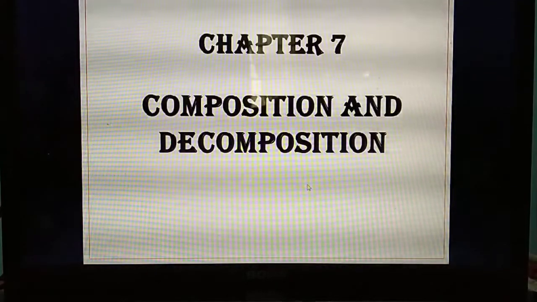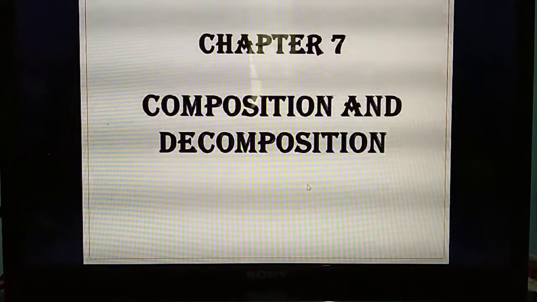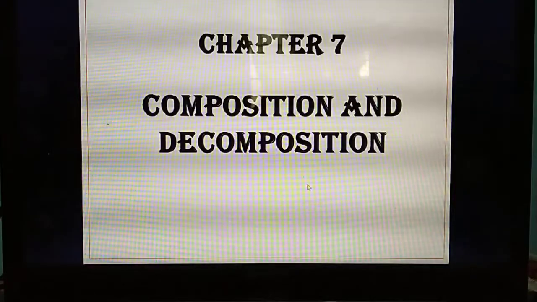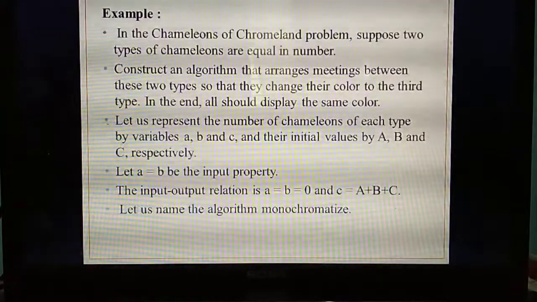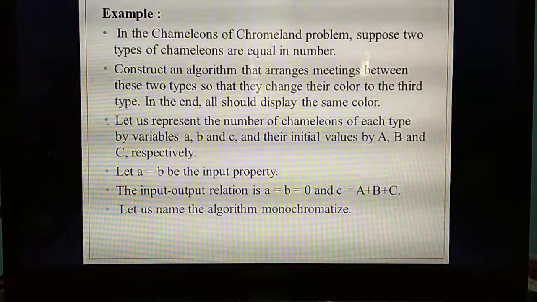Last class you studied an important problem, isn't it? The quotient and remainder problem. Are you remembering that quotient and remainder problem? And you also studied the flow of statements. So as a continuation of that, today we are going to study the Chameleons of Chromland problem.